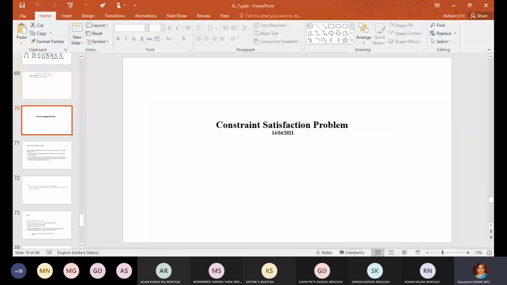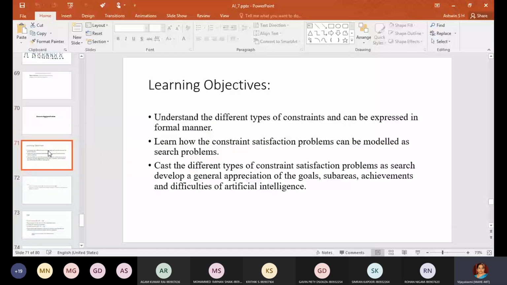Today we will discuss constraint satisfaction problems. So what are the learning objectives? Here you will understand the different types of constraints and how they can be expressed in a formal manner, how constraint satisfaction problems can be modeled as search problems, and the different types of constraint satisfaction problems.